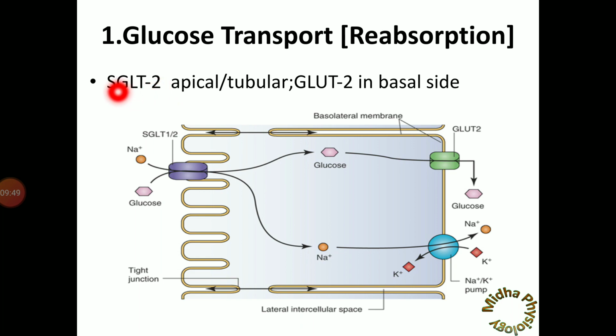Okay, so this is SGLT, that means S for sodium, then GL for glucose, and T for transporter. This transporter is present in the apical or the tubular side, and since maximum reabsorption occurs in the PCT only, this sodium glucose transporter is also working maximum in the proximal convoluted tubule luminal side only.